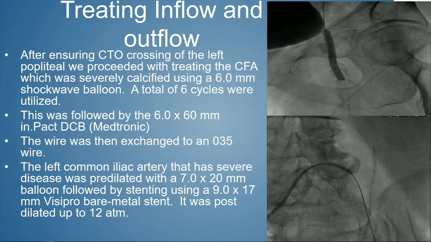We then went a little bit more proximal to the iliac artery. We treated that by first dilating with a 7x20 regular balloon, and followed that by a Visi-Pro stent 9x17, dilated at 12 ATMs.